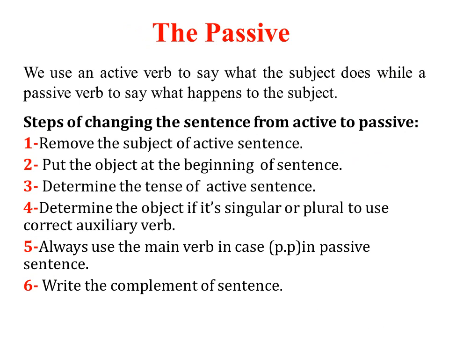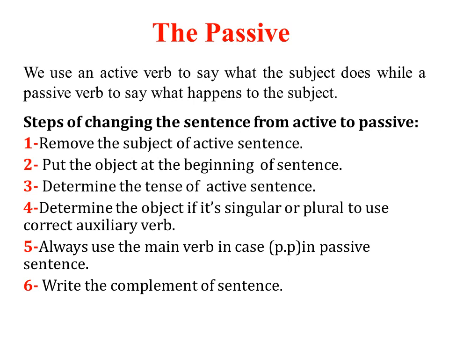Let us start our lecture with a question. Why do we use an active verb and why do we use a passive verb? We use an active verb to say what the subject does, while a passive verb says what happens to the subject.